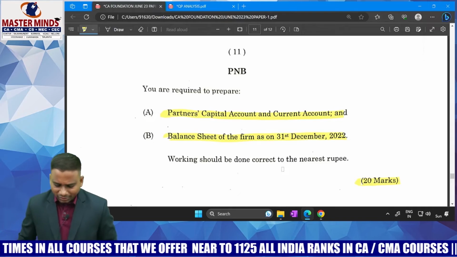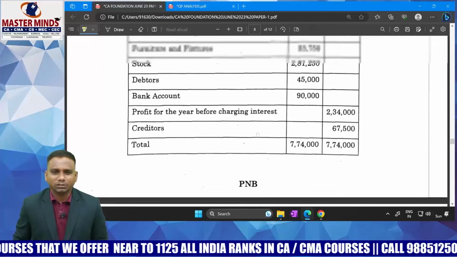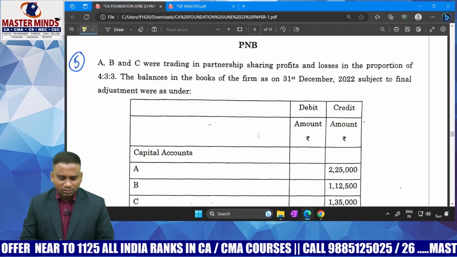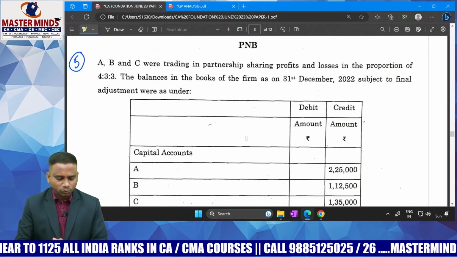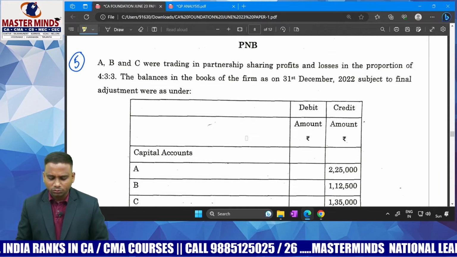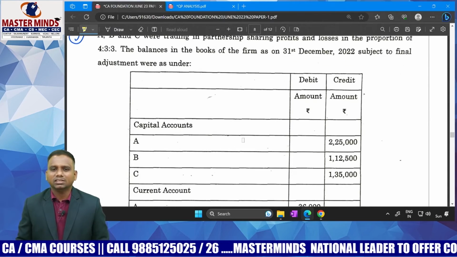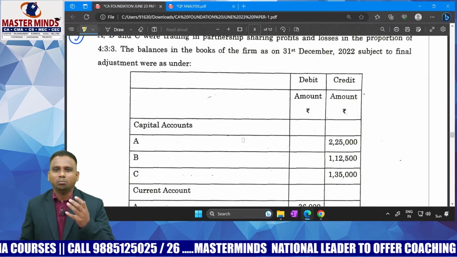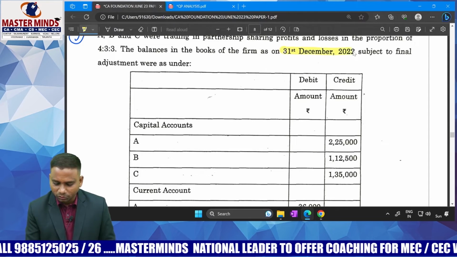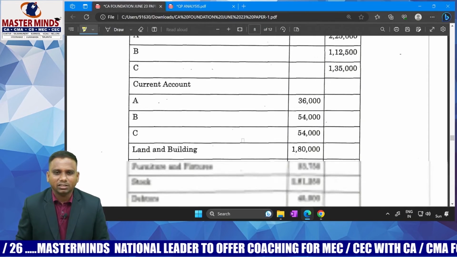And working should be done correct to the nearest rupee. Okay, fine. But observe the problem. It's a very lengthy problem, students. Very, very lengthy problem. Look at it: A, B and C were trading in partnership, sharing profits and losses in the proportion of 4:3:3. This is the old profit sharing ratio. The balances in the books of the firm as on 31st December 2022, subject to final adjustment, were as under. So, these are just account balances. It is not a direct balance sheet. These are just account balances as on 31st December 2022. This is how the problem is given differently. Observe.